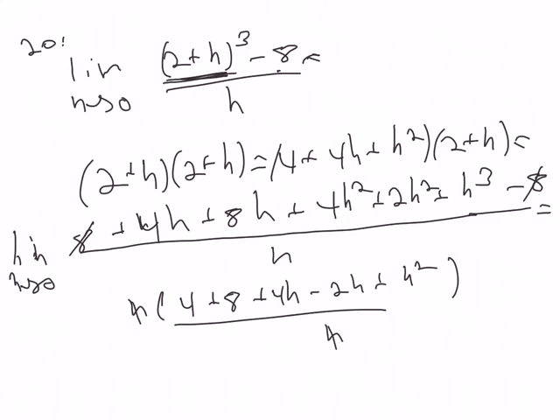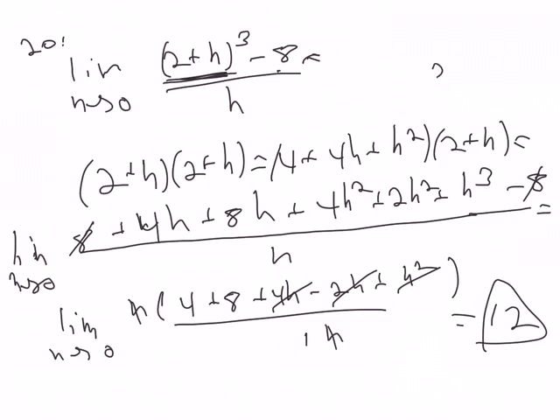These h's cancel. Because we have the limit as h goes to 0, this vanishes, because we have 4 times 0, 4 times 0, 2 times 0, and 0 squared. So this just becomes 12. That's our limit. Does that make sense? We have 3h squared, plugging in 2. Yeah, makes sense. Perfect.